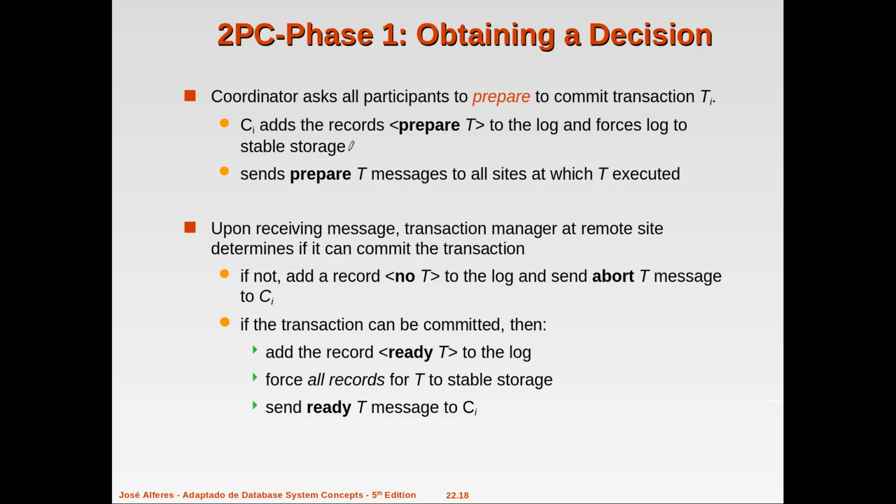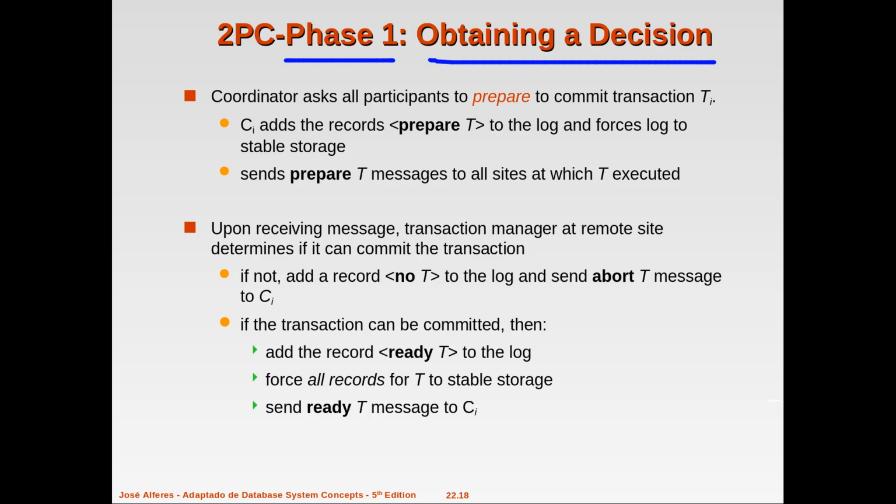Now the phase 1. As you know, two-phase commit protocol consists of 2 phases. The first phase is called obtaining a decision. That means the coordinator should take a decision whether the transaction should be committed or aborted. The decision must be made during the first phase. Applying that decision will be part of the second phase.